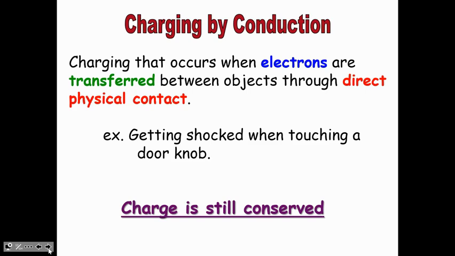Another example is when you touch a doorknob and get an electric shock. That's because the doorknob is transferring charge between you and itself, moving electrons from one object to another. In this case, electrons are being transferred, so charge is still conserved. The electrons are leaving one object and moving into another object. They're not just being created out of nowhere.